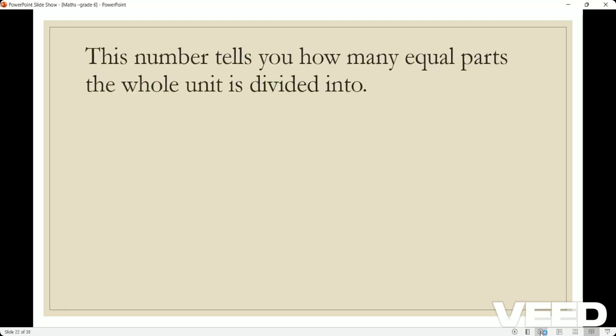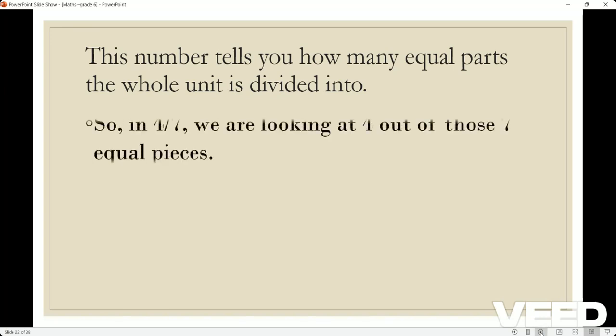This number tells you how many equal parts the whole unit is divided into. So in 4/7, we are looking at 4 out of these 7 equal parts.